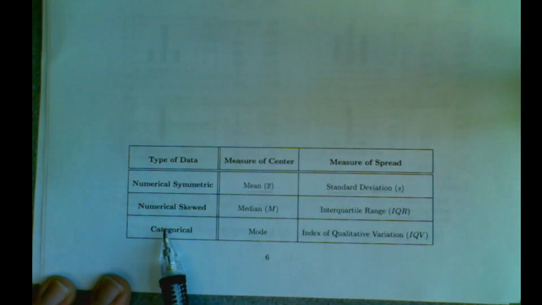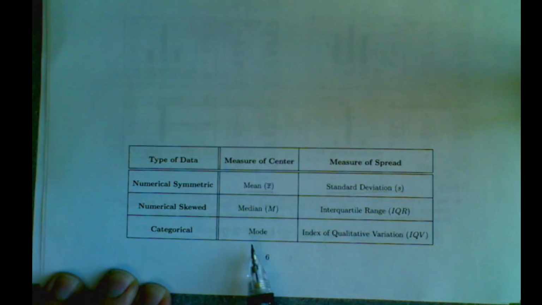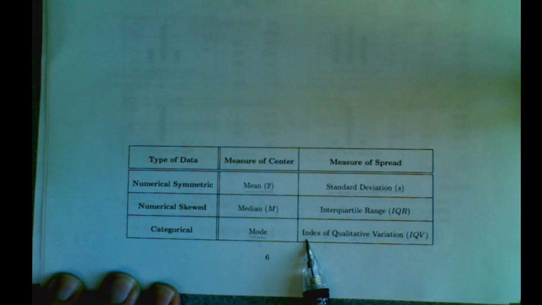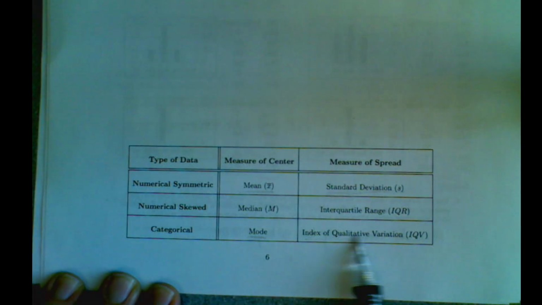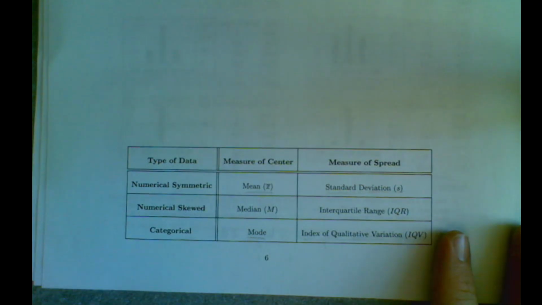And then finally, if you have a categorical data set, then as we learned a couple sections ago, the best measure of center would be the mode. And as we learned in this section, the best measure of spread would be the index of qualitative variation, or IQV for short. And that's it. That's what we have for measures of dispersion.